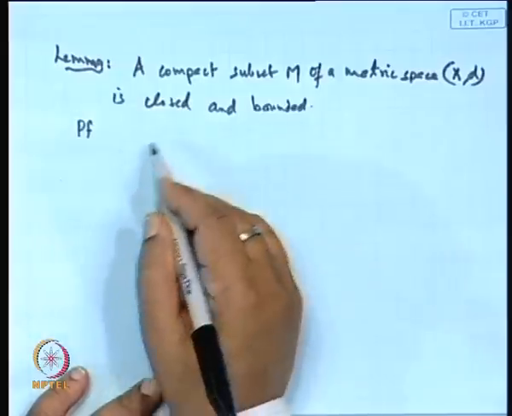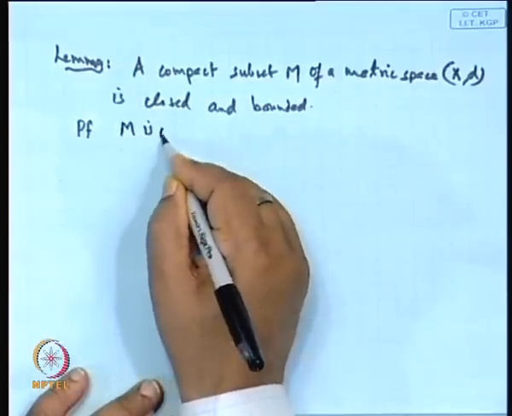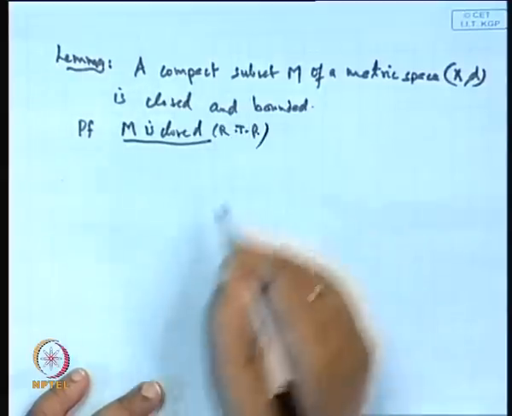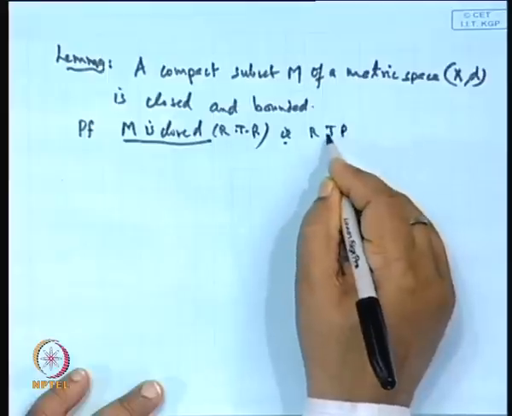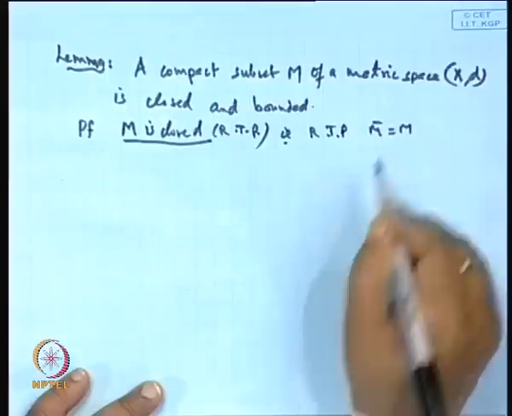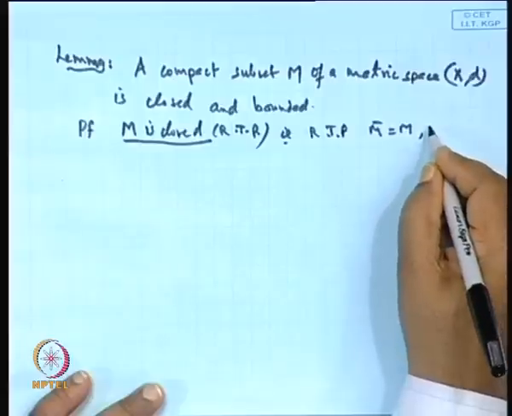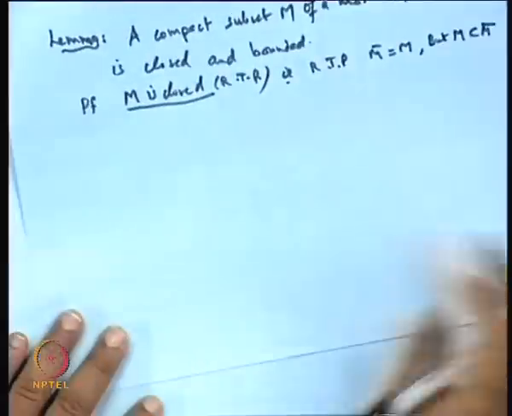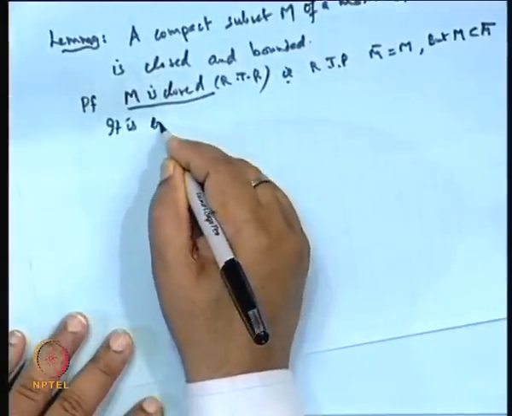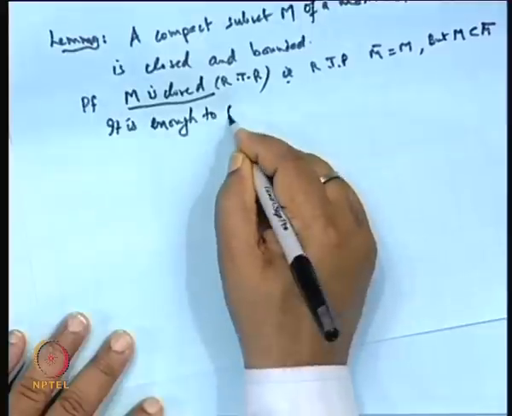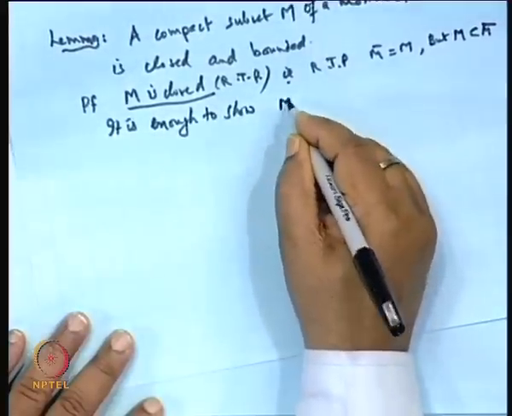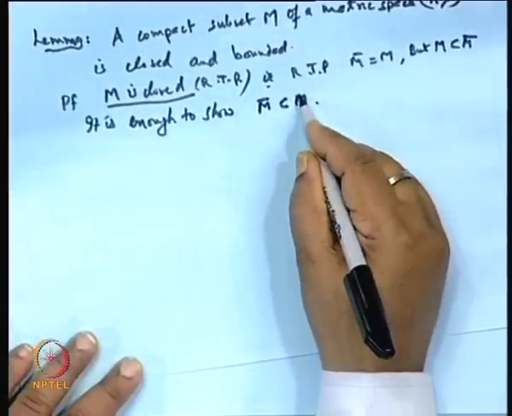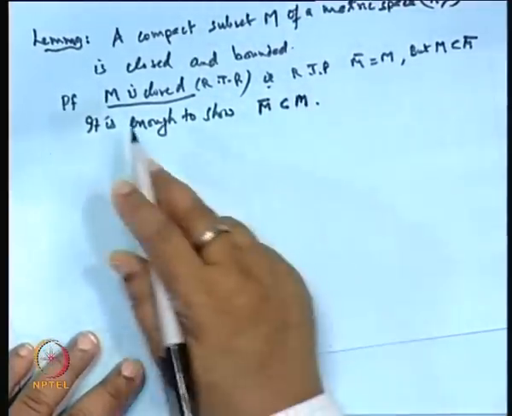We want M to be closed. This is what is required to prove. Okay. So, what to prove is M bar equals M, but M is always a subset of M bar. So, it is enough to show that M bar is contained in M. Finally, if I prove that M bar is a subset of M, then M will be closed.